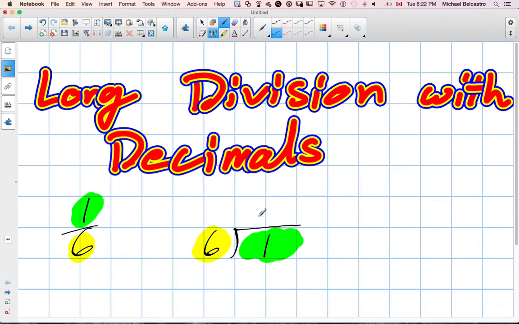Well, there's a problem here though. I definitely can't pull 6 out of 1, right? At least in whole number terms. But I can make it a decimal. So if I call this 1.0, now let's think of this number as the number 10.